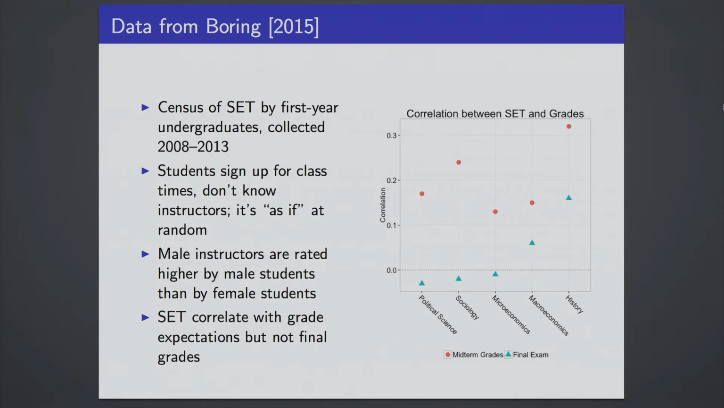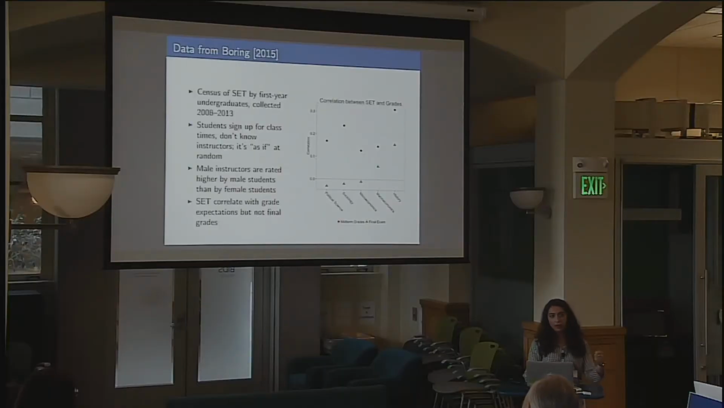So first, we found that male students were giving their male instructors significantly higher ratings than their female instructors. This wasn't the case with the female students, though. And we had midterm grades and final grades. That's what this plot here is showing, the correlation between the midterm grades and the ratings and the final grades and ratings. So students didn't know their final grades before they did the evaluations, and there's basically 0 correlation between the final exams and the ratings.